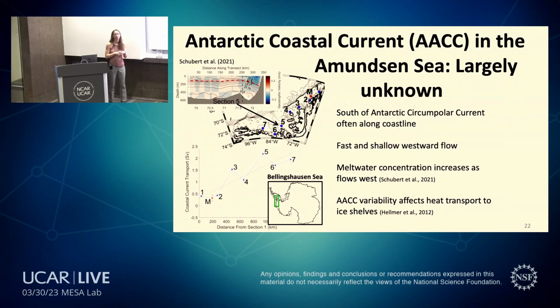On top of that, the variability in the coastal current affects heat transport towards ice shelves. Whether it's at the front of an ice shelf or if it moves away, that changes the heat that can be transported. So it's a really important thing to know, and we know very little about it.